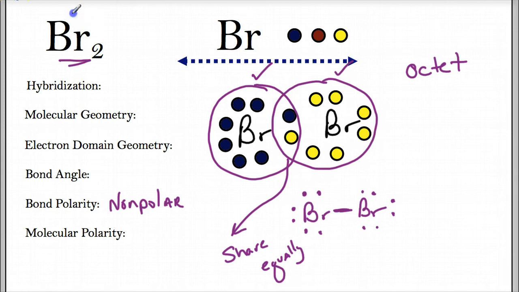And it makes sense why bromide is diatomic, right? Because it's easily a nice puzzle piece. This has 7, this has 7, and they come together very well. Moving on.